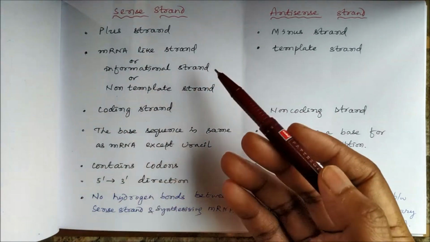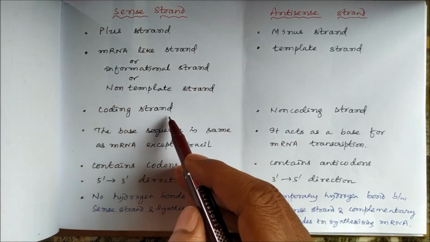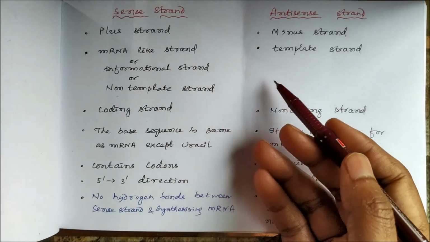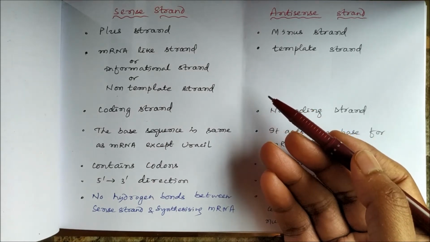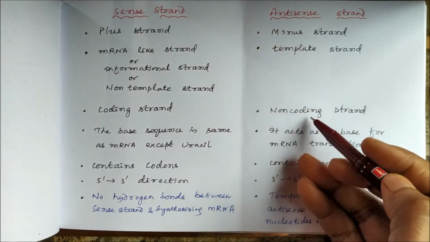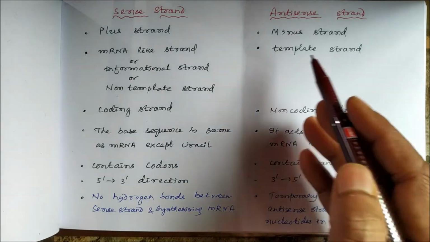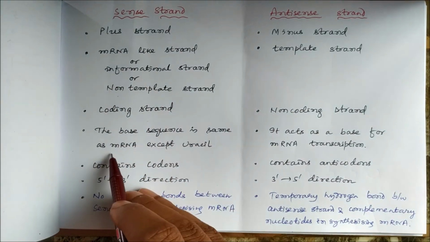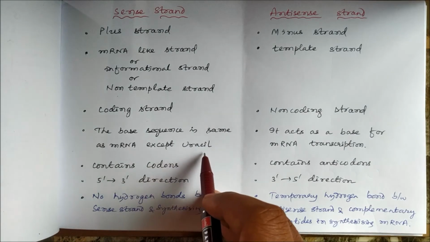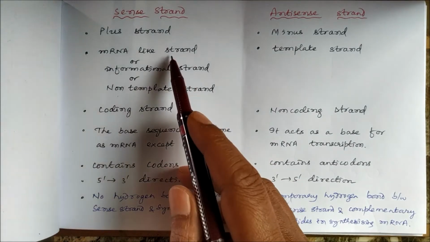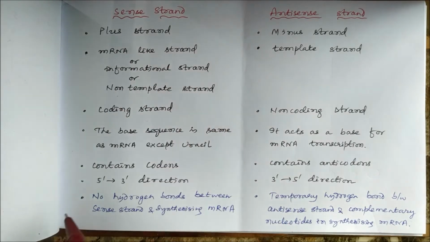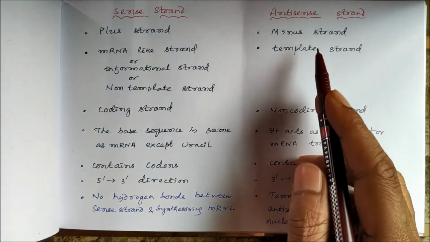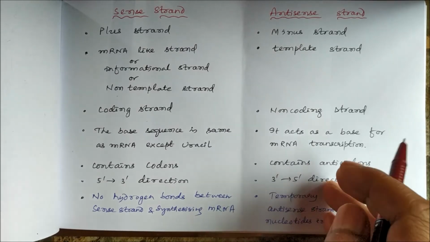And similarly, we can say the sense strand is the coding strand because it has the code for the protein to be synthesized, and the antisense strand is hence called the non-coding strand. It is only acting as a template. The base sequence is the same as messenger RNA except uracil, as we have discussed, and that's why we call it the mRNA-like strand, and the antisense strand acts as a base for mRNA transcription.